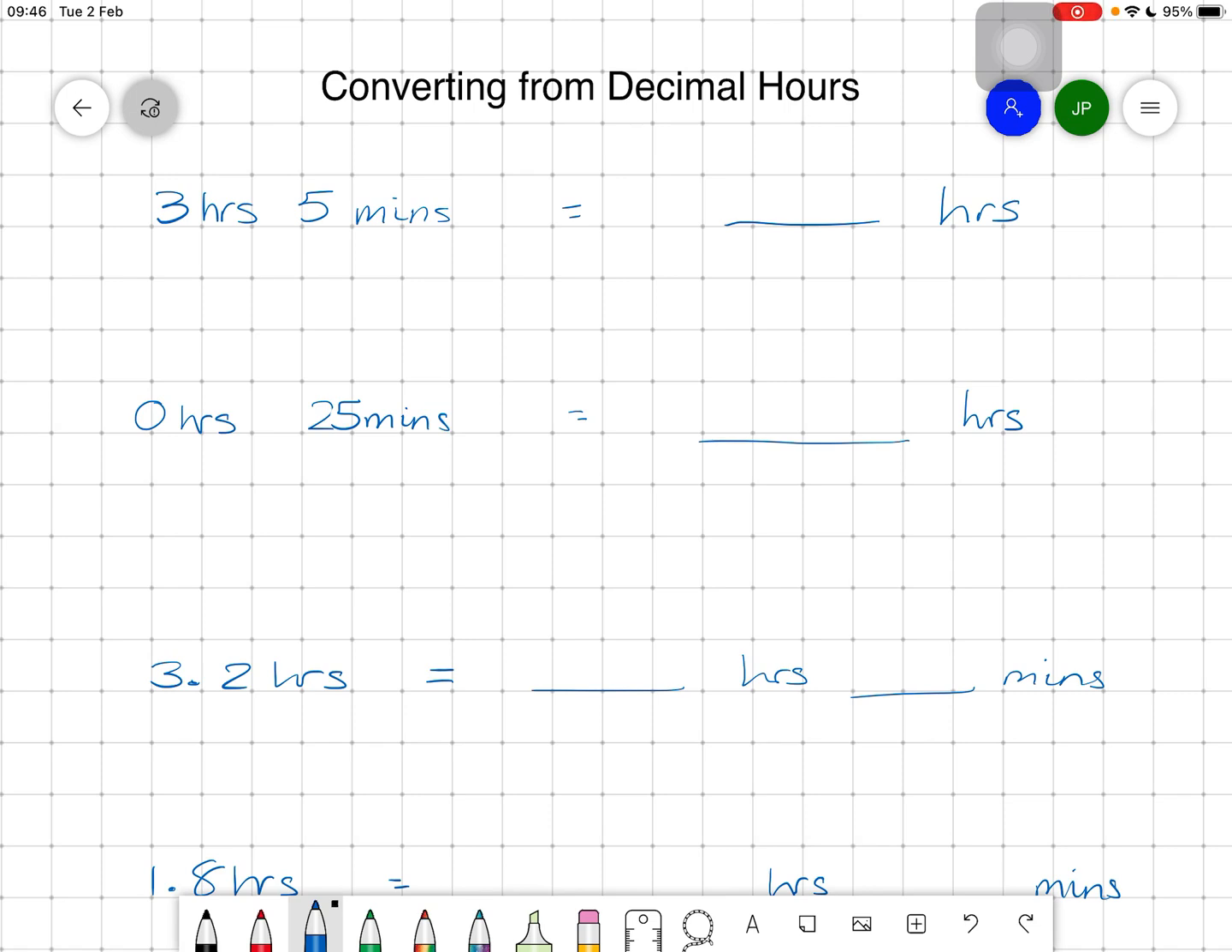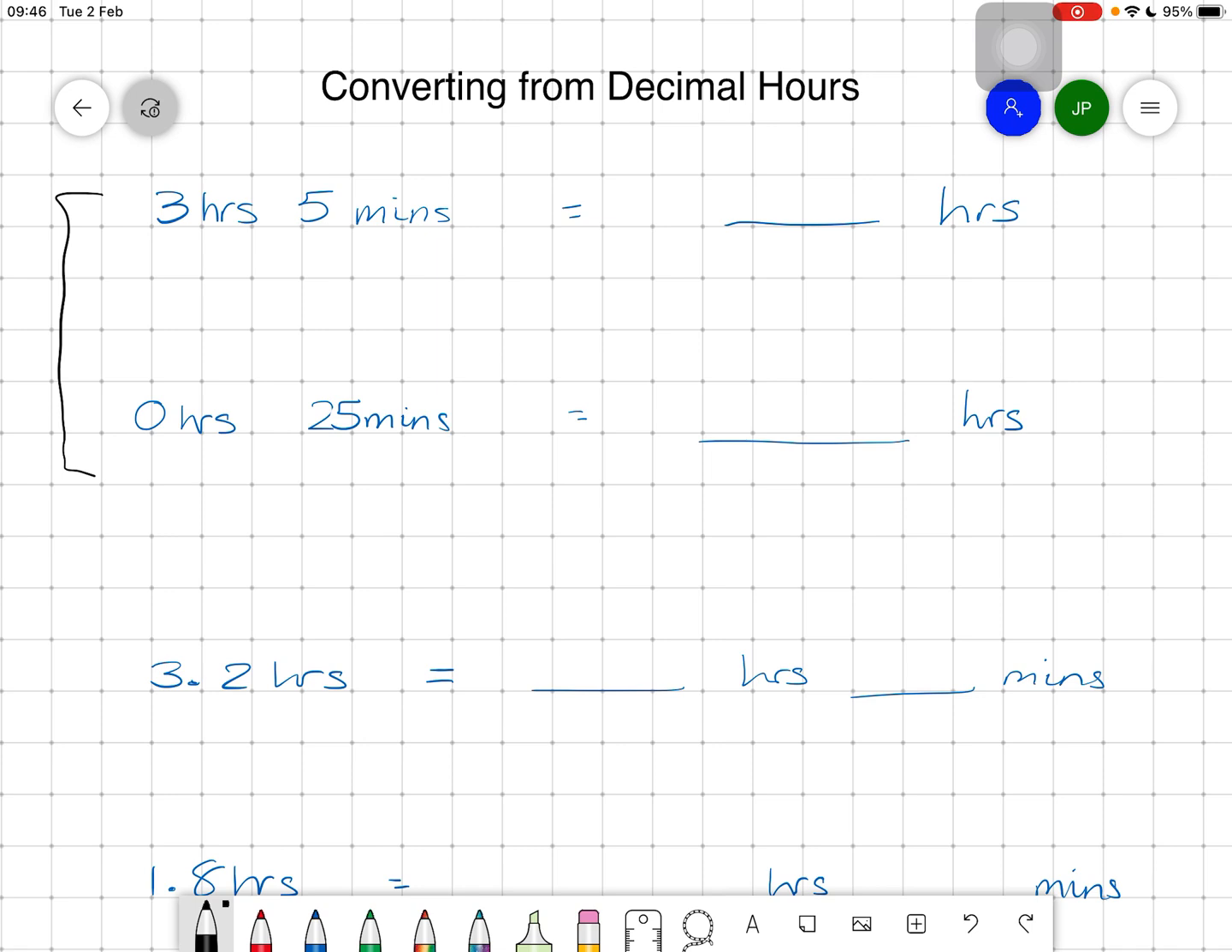Good afternoon, Year 10. Moving on to our next lesson with regards to converting with time, obviously leading towards work with distance, speed and time. Last lesson we looked at examples such as the top two here, which was converting from hours and minutes to convert it to a decimal hour.